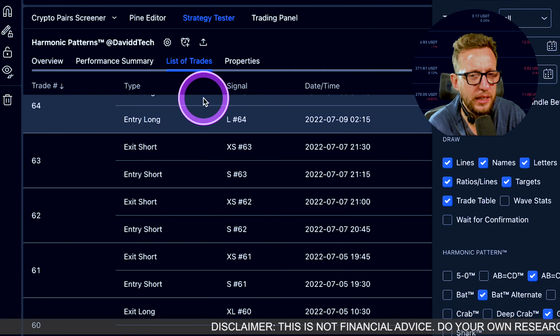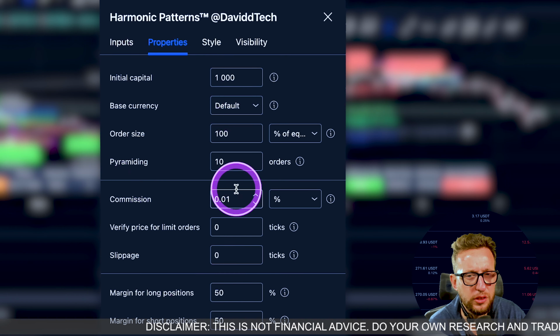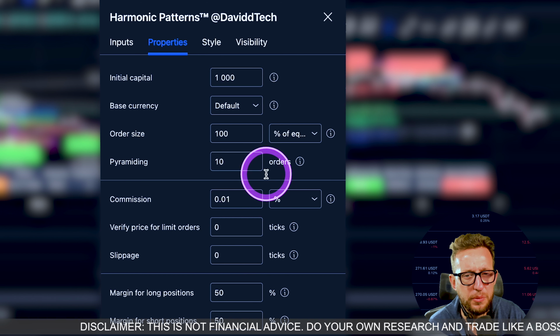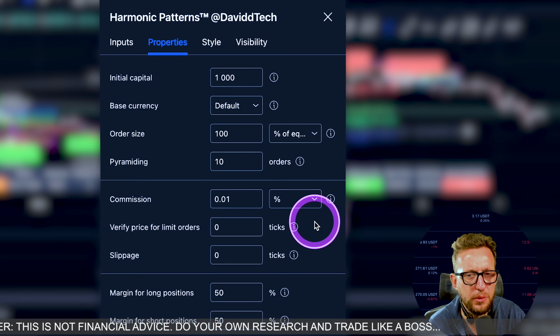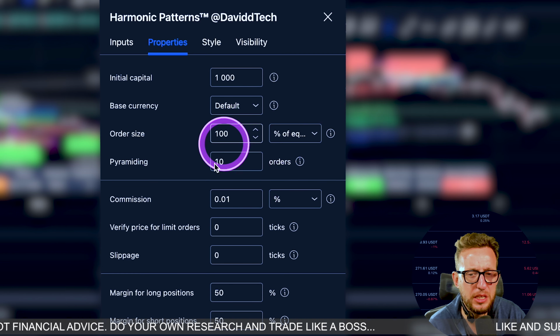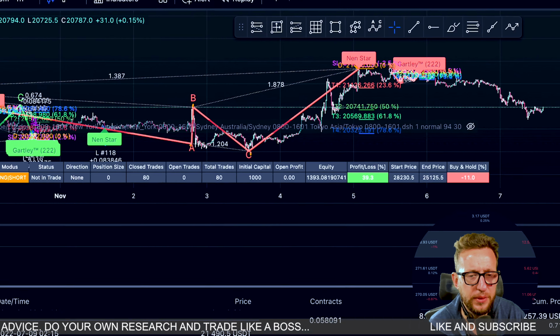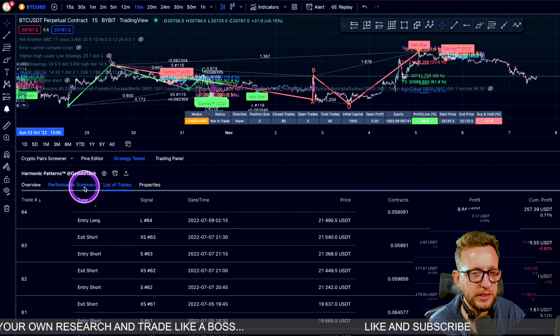We can also add things like pyramiding for extra entries. We can add some more commission and things like that. We currently have 10 pyramiding there using 100% of the equity. So we could actually play around with these and make it even better. But that's currently what the settings are.